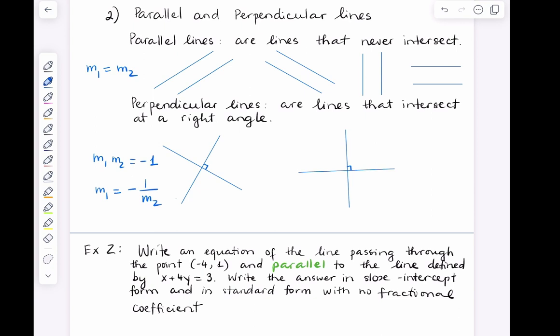Now, with the second scenario here, where we have the two special lines, a vertical line and a horizontal line, we know that the slope of any vertical line is always undefined, and the slope of any horizontal line is always 0. In this case, we can't multiply the two slopes together to get -1, so that's why we call it the special case. Let's look at some examples.